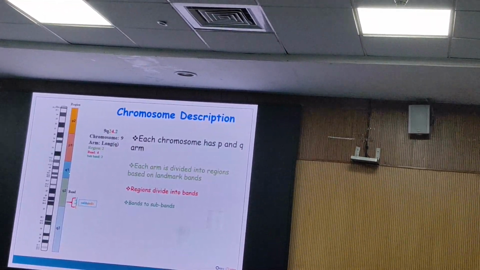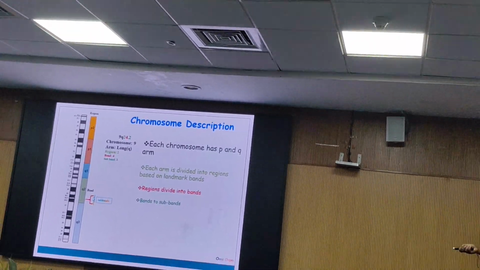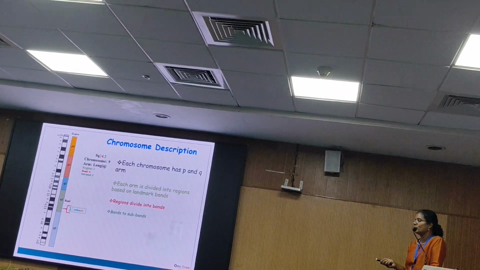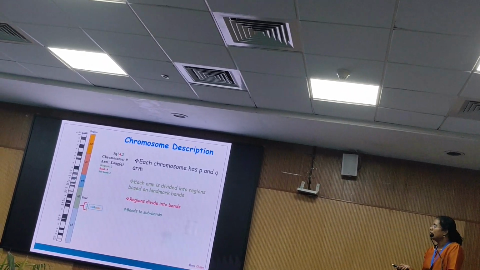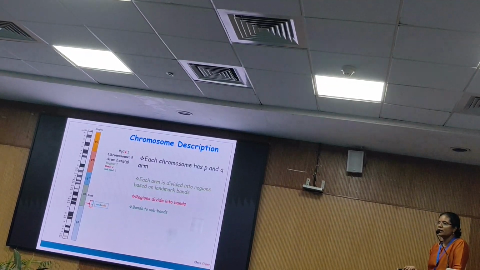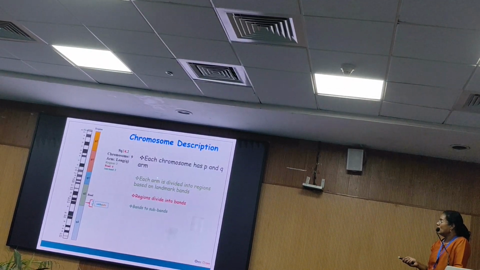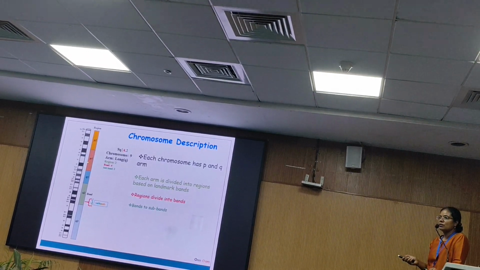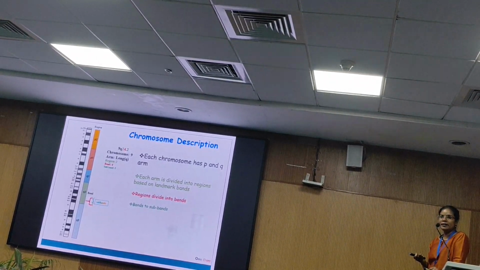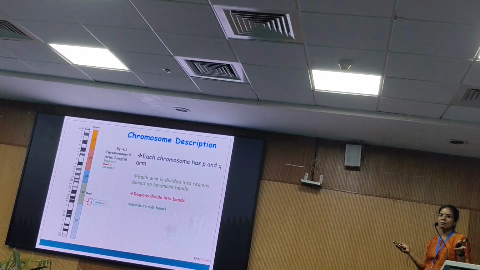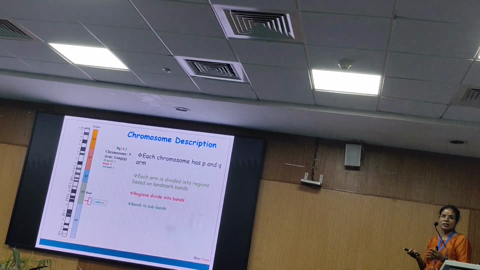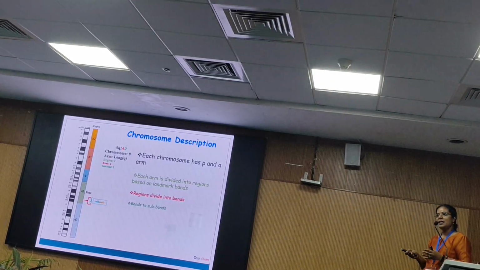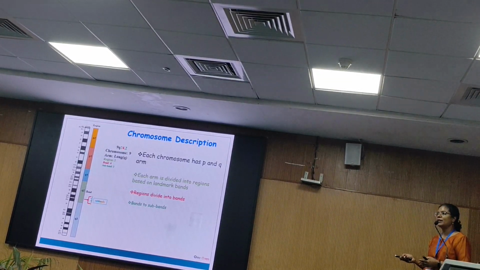So each chromosome, as I told you, will have a P and a Q region. First thing when you see a chromosome, you should search for a centromere. So this is a centromere, this is a P region, and this is a Q region. Now each arm is divided into regions. These regions are divided in terms of landmarks. Some landmarks are present on each chromosome, and these regions are divided into bands.